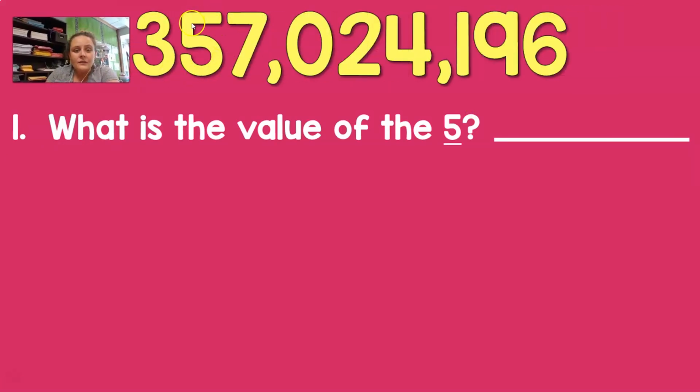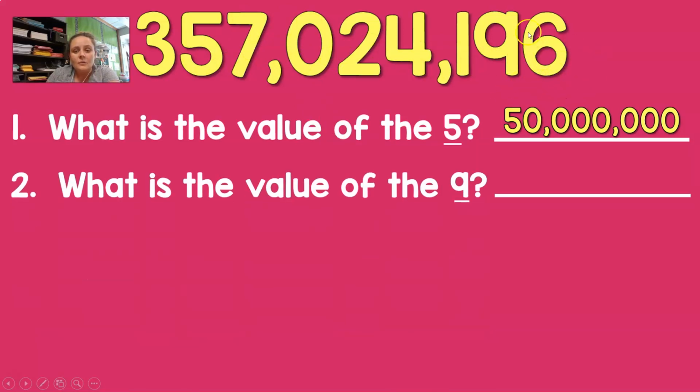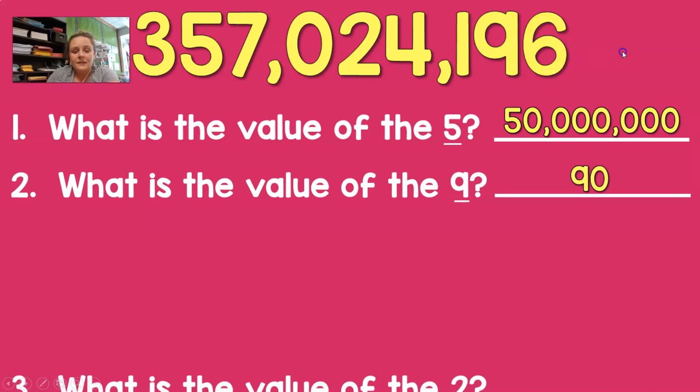What is the value of the 5 here? Come on, think about it. We've got to learn this. You got it, 50 million. That's how you'd write it. You'd replace everything else to the right of that number with zeros. What's the value of the 9? Well, I've got a 9 and I'd replace everything to the right with zeros, so it's going to be 90.